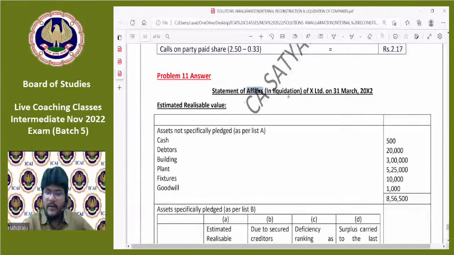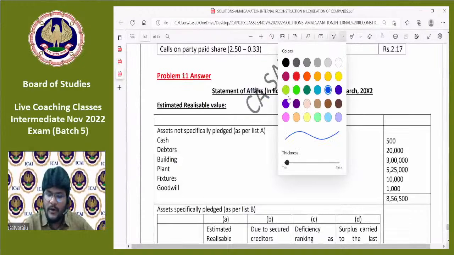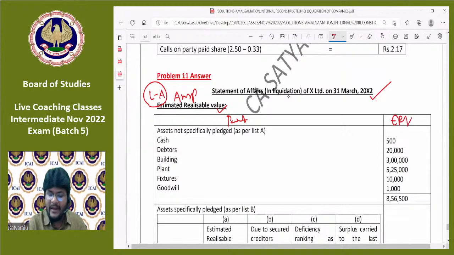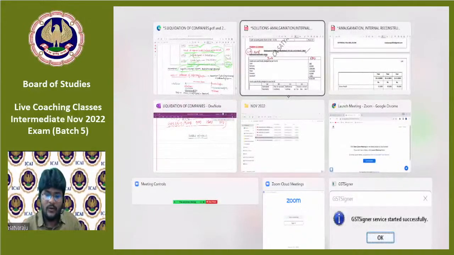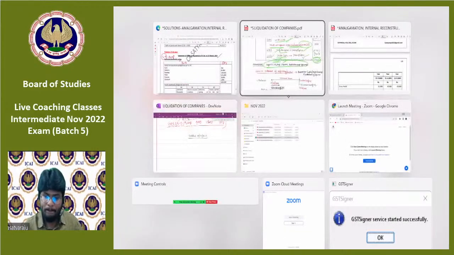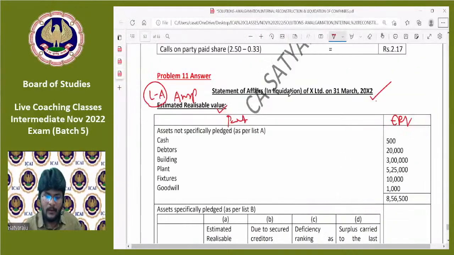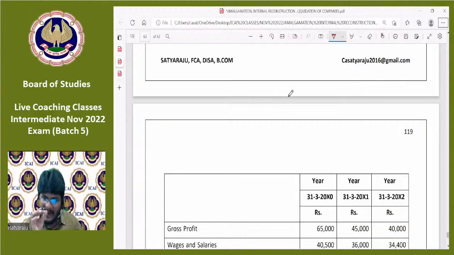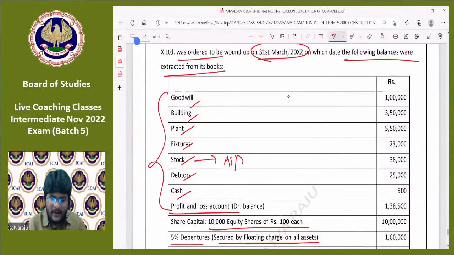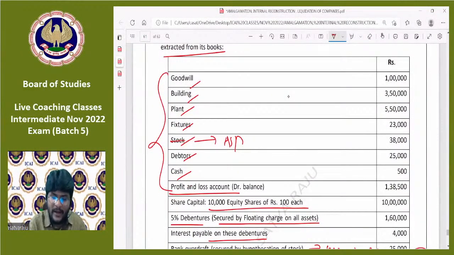Statement of affairs of X Limited as on so and so date. We start with list A, ANSP. Estimated realizable values. This is about particulars. This is ERV. Except inventory, remaining all you can consider, guys. Yeah, concentrate all of you. Out of these assets, except inventory, you can consider the remaining all under ANSP.